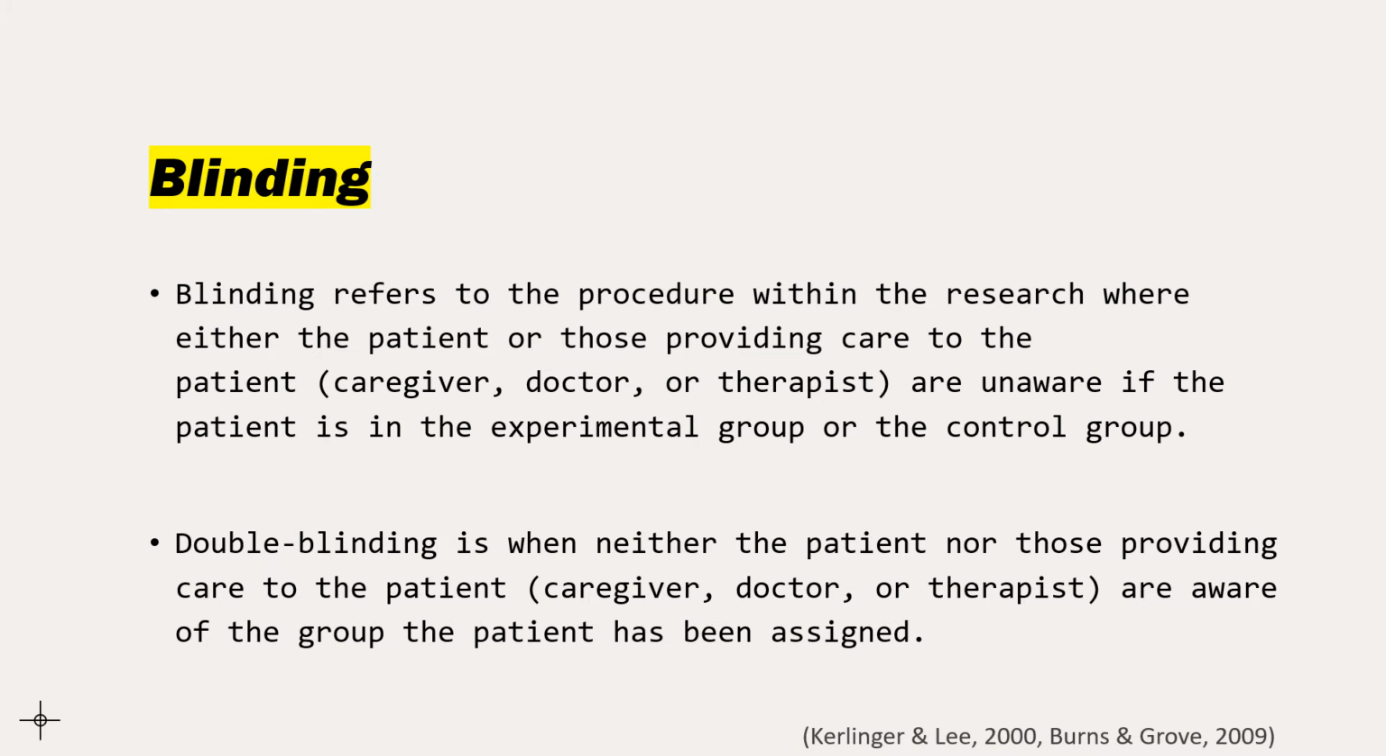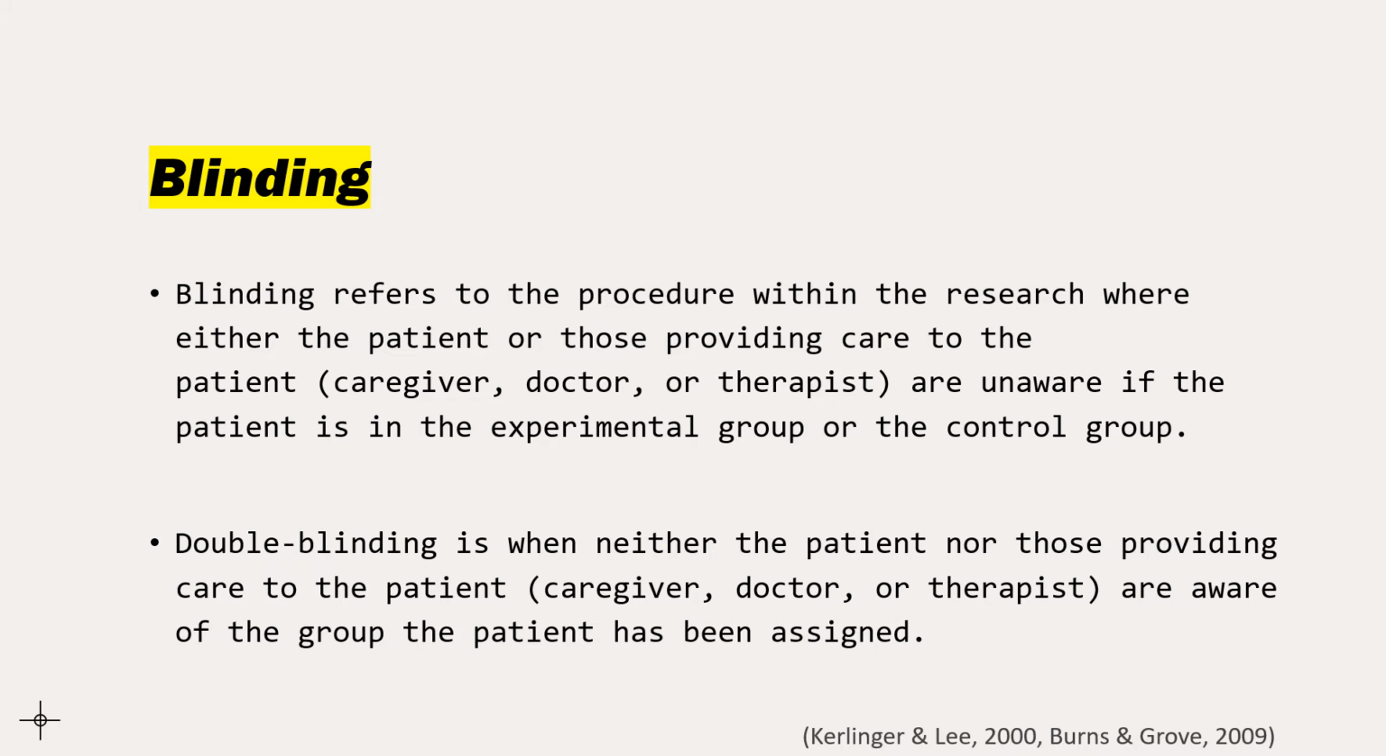So the next keyword I will take a look at is blinding. Blinding refers to the procedure within the research where either the patient or those providing care to the patient, which is more like the caregiver, the doctor or therapist, are unaware if the patient is in the experimental group or the control group. So either both are unaware.